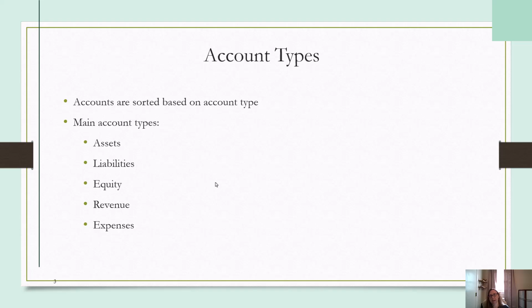Accounts are sorted by account type, and there's 5 main account types, and I recommend you are familiar with these main account types before you start creating accounts in your chart of accounts. And I talked about this in video number 1, in lesson number 1, and I have a list with examples on my website. And the main account types are assets, liabilities, equity, revenue, and expenses.